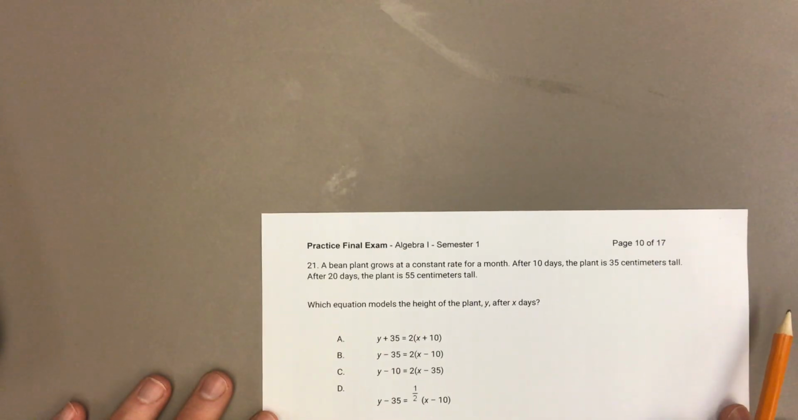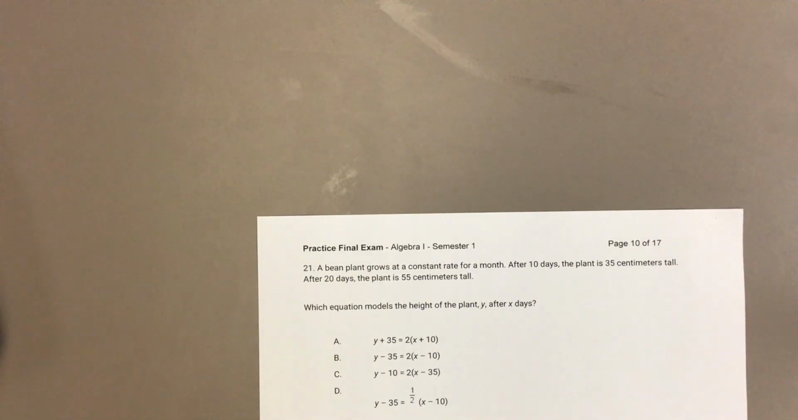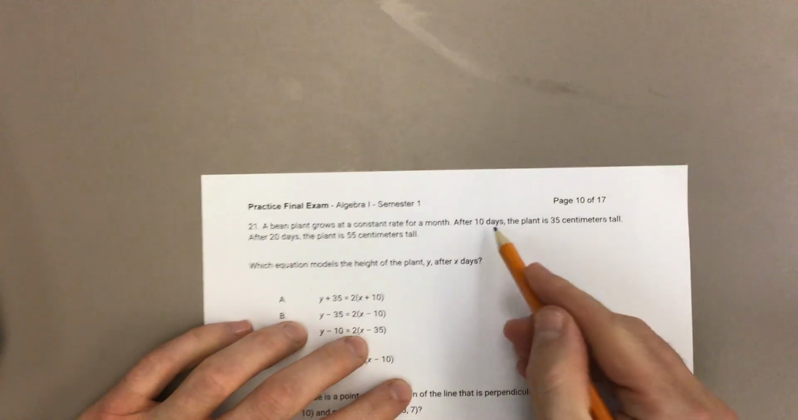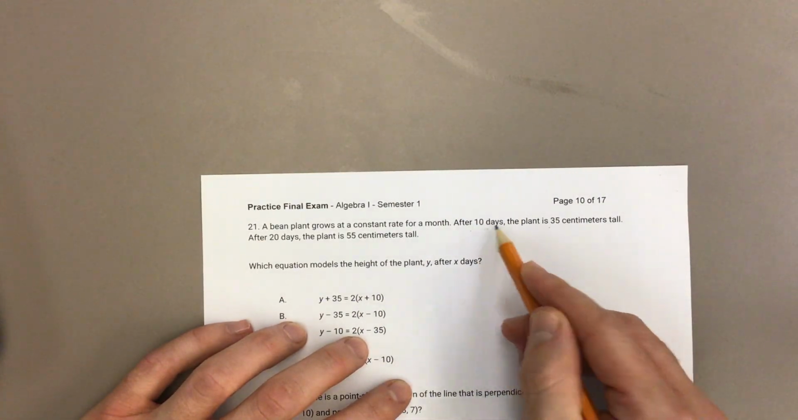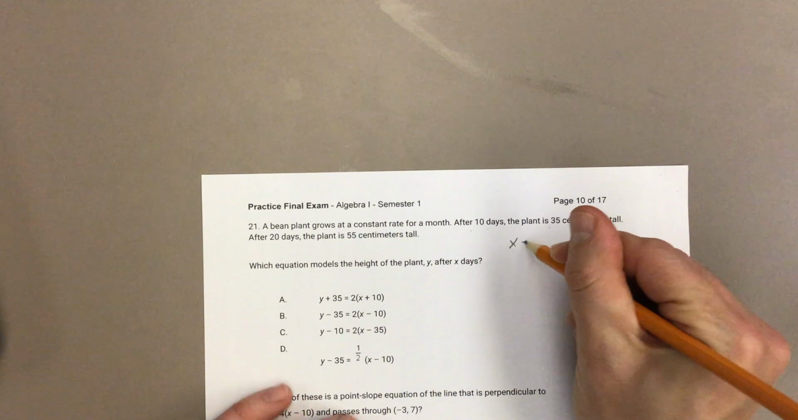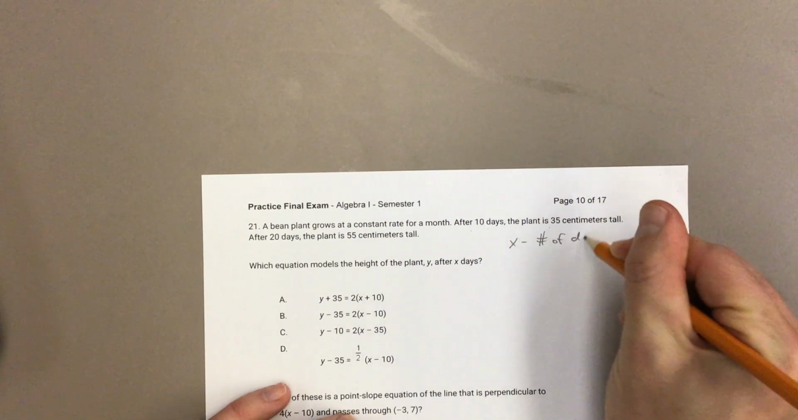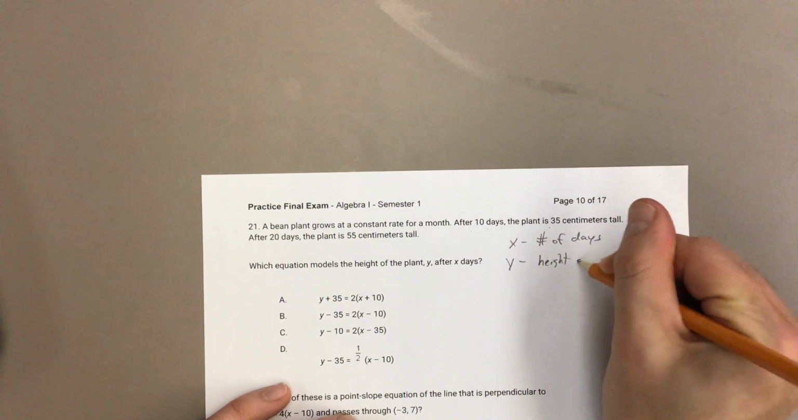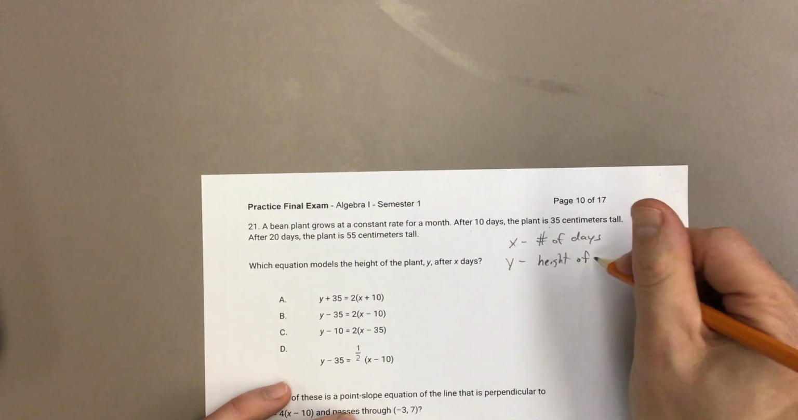Number 21. A bean plant grows at a constant rate for a month. After 10 days, the plant is 35 centimeters tall. After 20 days, the plant is 55 centimeters tall. What equation models the height of the plant y after x days? Okay, so this is telling you 2 points on the line. If we let x be the number of days and y be the height of the plant, then we have 2 points on our line.